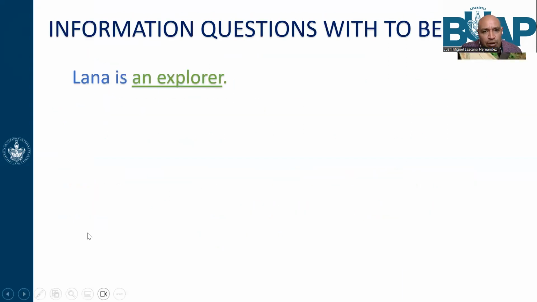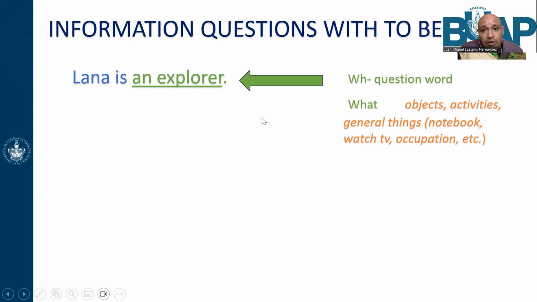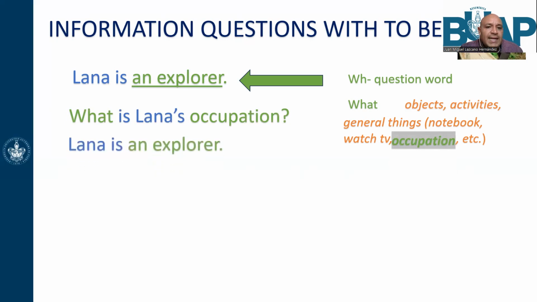Lana is an explorer, all right? And then if we want to make a question, it is important that first we need to identify what is going to be the answer. So an explorer is an occupation. So for that reason, we are going to use what to make a question. The answer is going to be Lana is an explorer, okay?